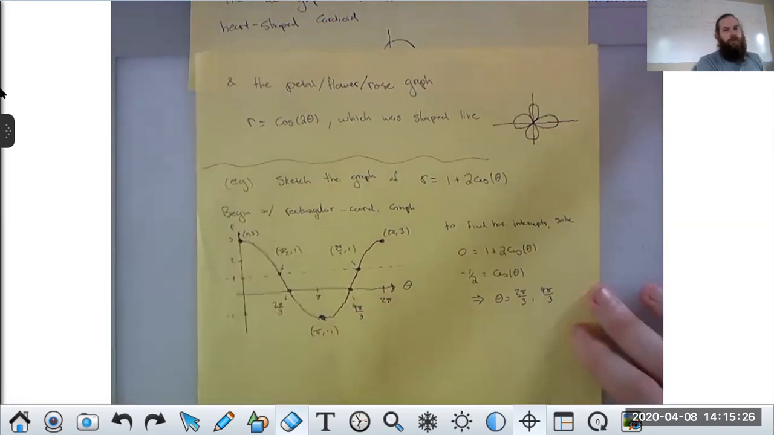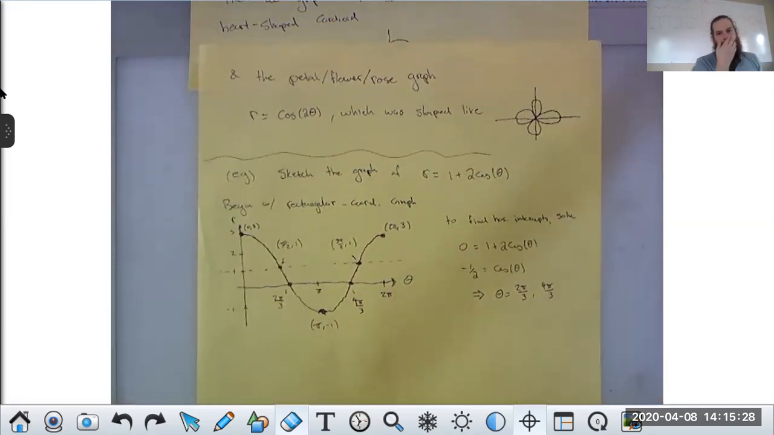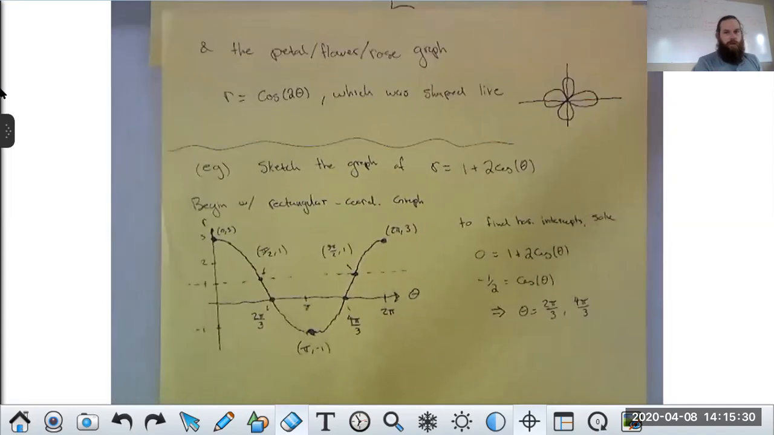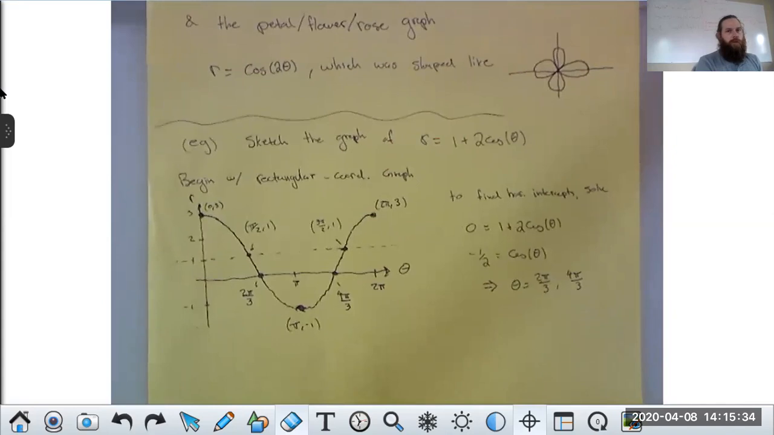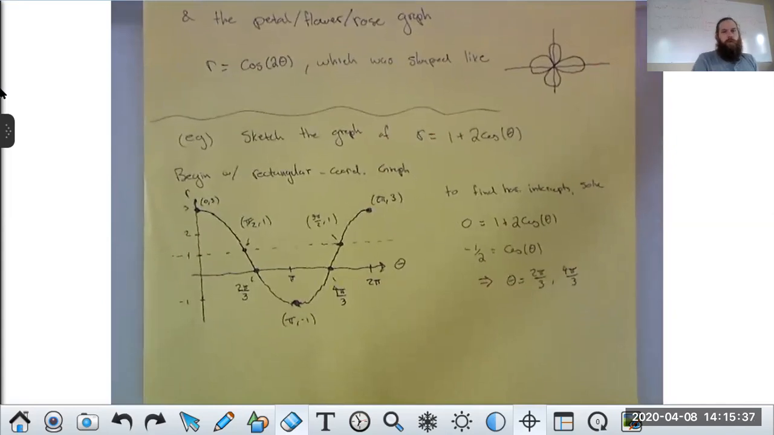So that's a really nice rectangular coordinate graph of this function that I can now transfer into polar coordinates. Before I start drawing the polar graph, are there any questions about where any of the features on this rectangular coordinate graph are coming from?